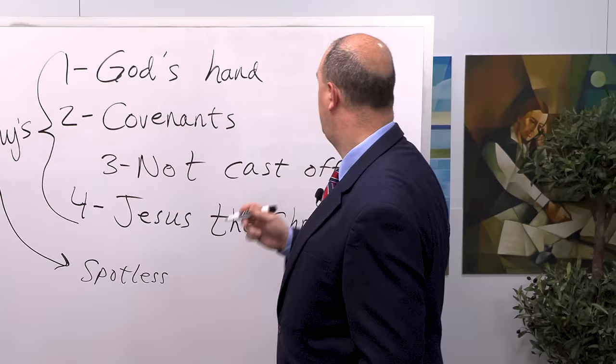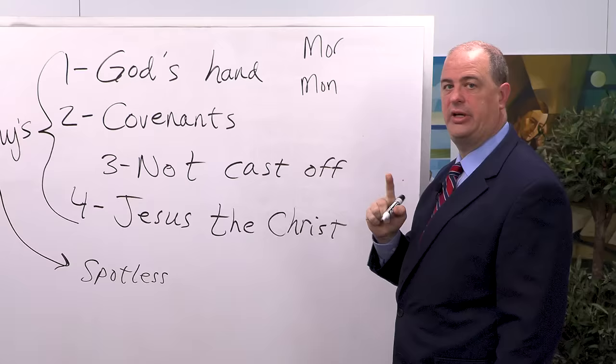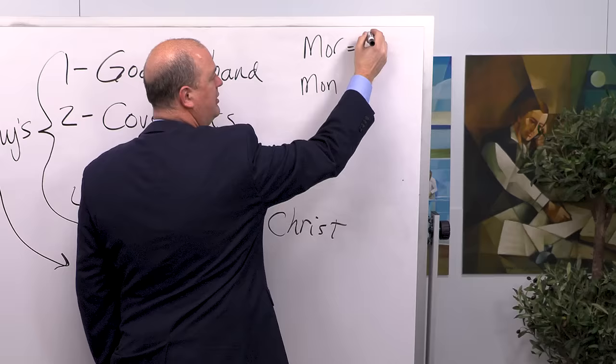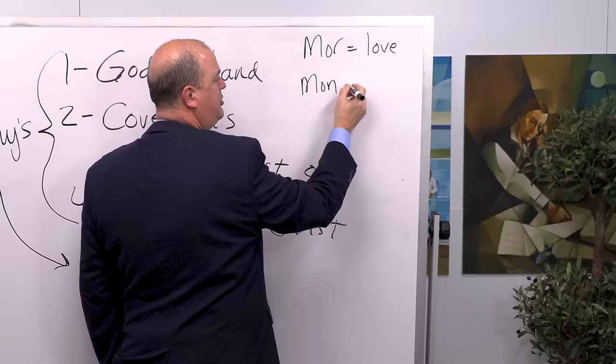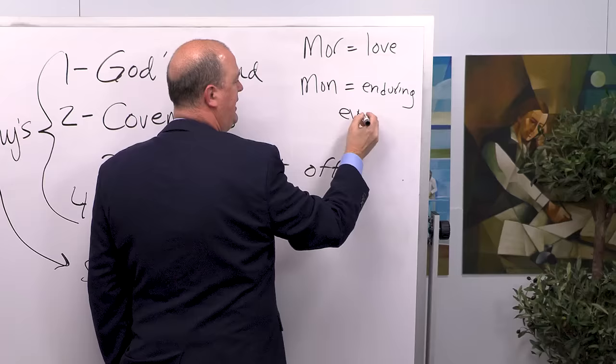Mormon probably comes from two Egyptian words, mor, which might be related to the word Mary, which means love, and the Egyptian word for enduring or everlasting.